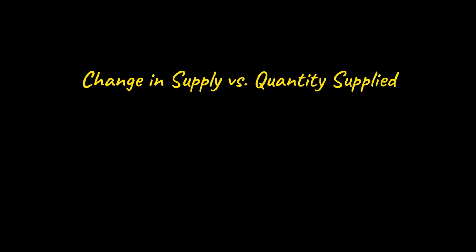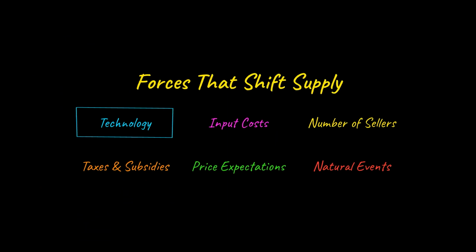When a product's own price changes, sellers simply move along their existing supply curve. That's a change in quantity supplied. But when outside forces act on sellers, the entire curve shifts, resetting the whole relationship between price and quantity. Several non-price forces shift the supply curve.